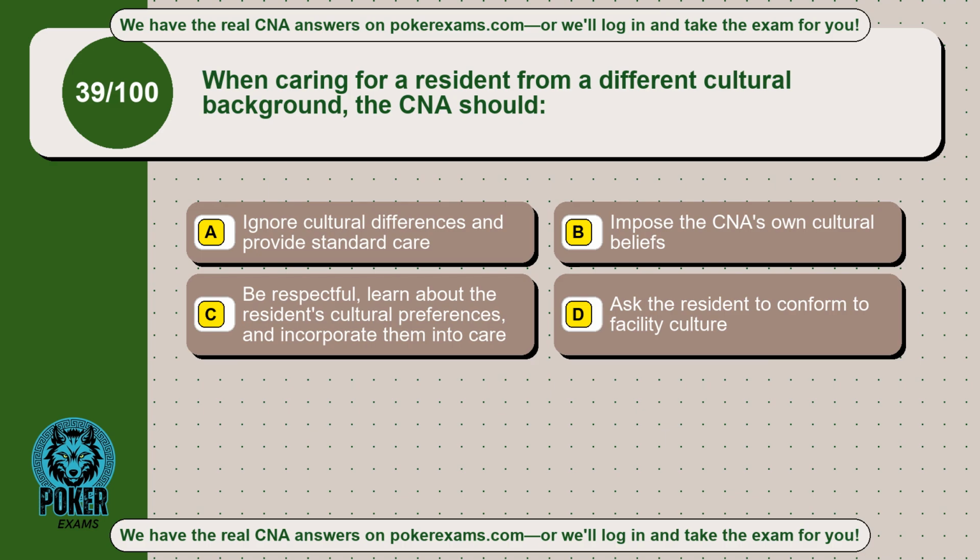Question 39. When caring for a resident from a different cultural background, the CNA should: Option A. Ignore cultural differences and provide standard care. Option B. Impose the CNA's own cultural beliefs. Option C. Be respectful, learn about the resident's cultural preferences, and incorporate them into care. Option D. Ask the resident to conform to facility culture.